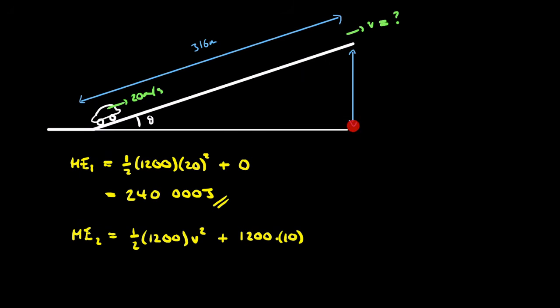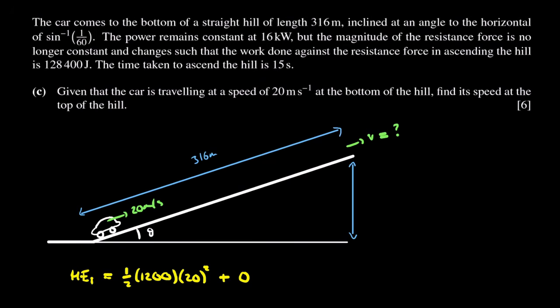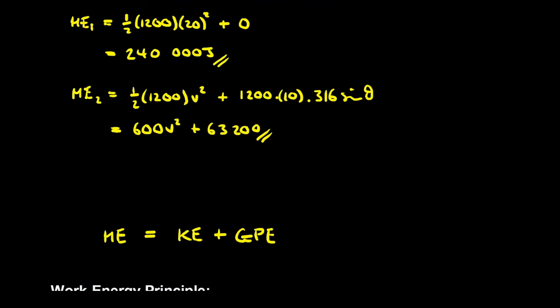And our height is going to be this thing here. Well, how can we find that height? We can use a bit of trigonometry. That height should be equal to 316 sine theta. Then what we can do is combine all of this. That's going to give us 600 v squared plus, well, sine theta is going to be 1 upon 60, right? Because that's what we're told in the question. So I'm going to do 1,200 times 10 times 316, and divide it by 60. And what I'm going to get is 63,200. Okay, so that's my mechanical energy at the end.